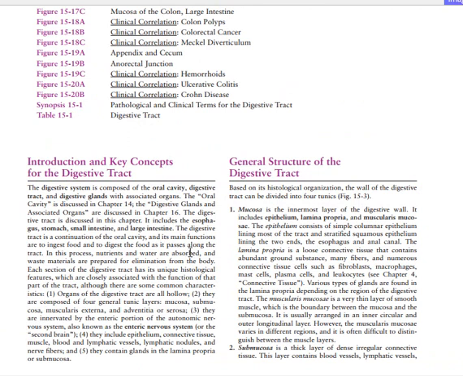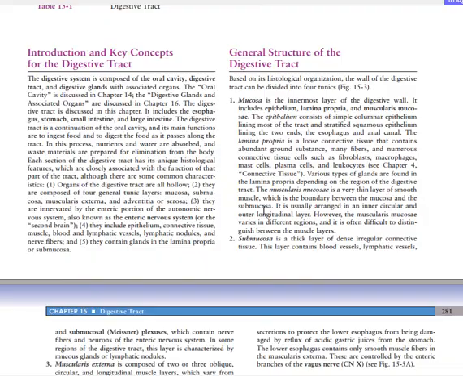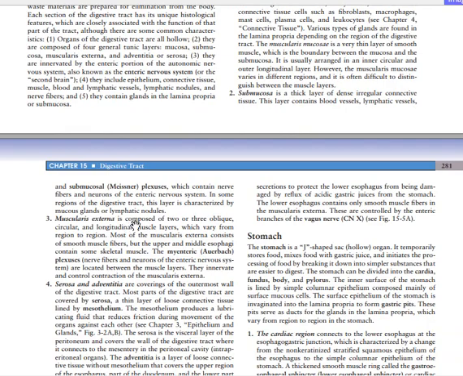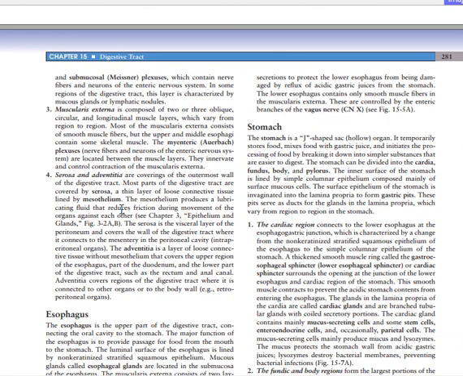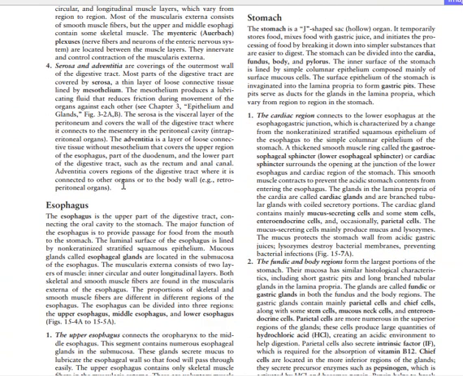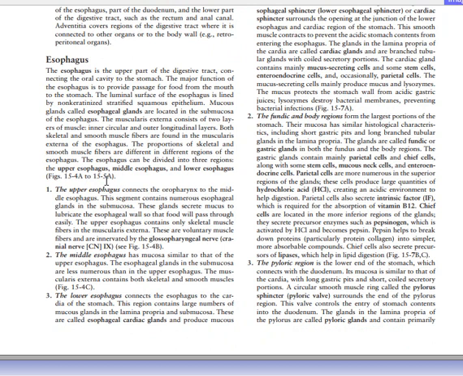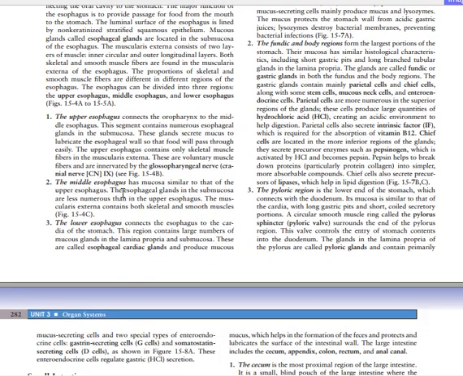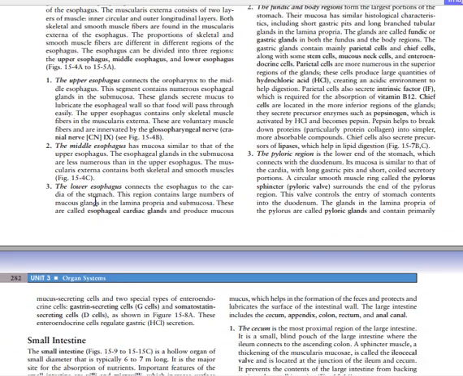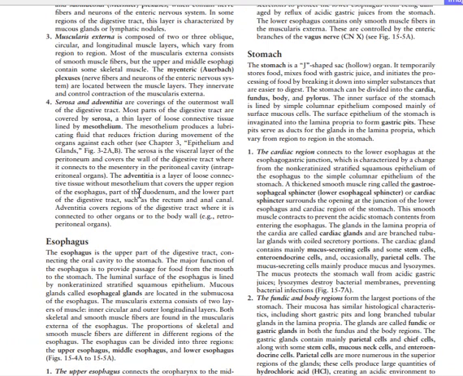The general structure you need to know is that the walls of the digestive tract are generally made up of the mucosa, the submucosa, the muscularis externa, the serosa, and the adventitia. Those are the main layers. Now the esophagus is divided into three: the upper esophagus, made up of skeletal muscles; the middle esophagus, made up of mixed skeletal and smooth muscles; and the lower third, which is made up of smooth muscles only.